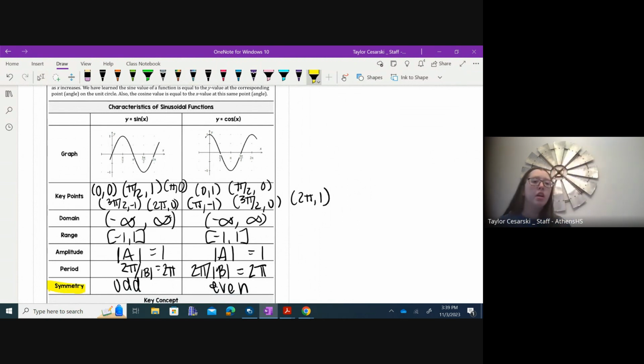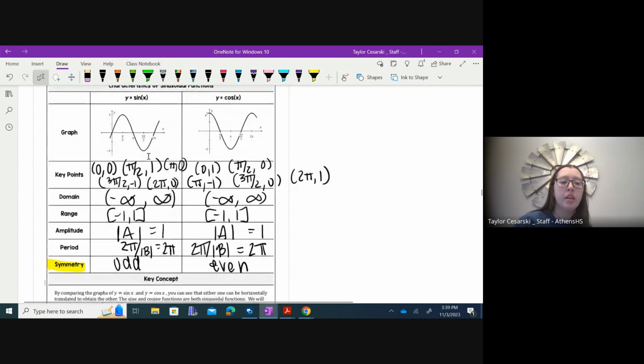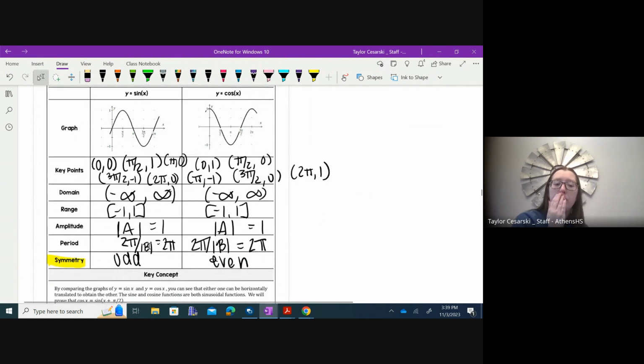is symmetry. But the key points: the domain, the range. I wrote out the amplitude, remember, is the absolute value of A. For a parent function, it's 1. The period is 2 pi over the absolute value of B. In the case of the parent function, it's 2 pi. And then just adding on one additional thing, which is symmetry.